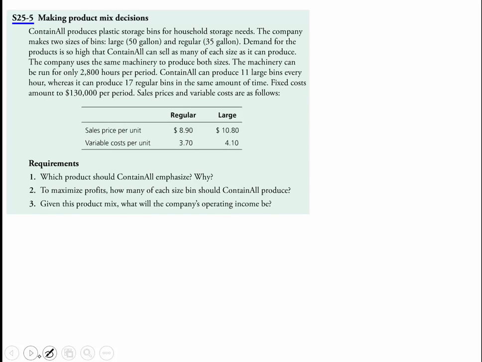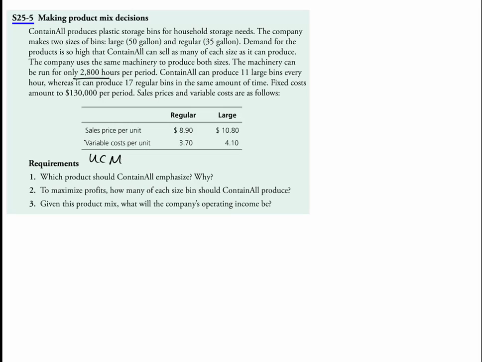Number 5 here is a product mix decision for a manufacturer. So this company makes storage bins in large and regular. The demand for the products is so high that they can sell as many of each as they can produce. So that's important that we have unlimited demand. The company uses the same machinery for both. The machinery can only be run for 2,800 hours per period. That's my constraint right there. They can produce 11 large bins in an hour or 17 regular bins in an hour, and the fixed costs are $130. Which product should they emphasize? And to maximize profits, how many of both should they produce?